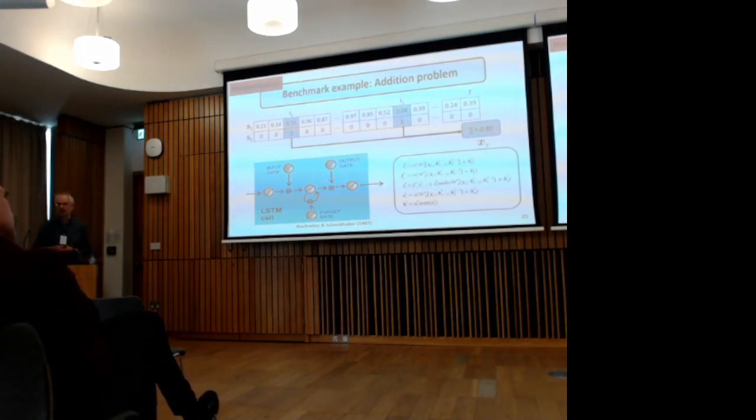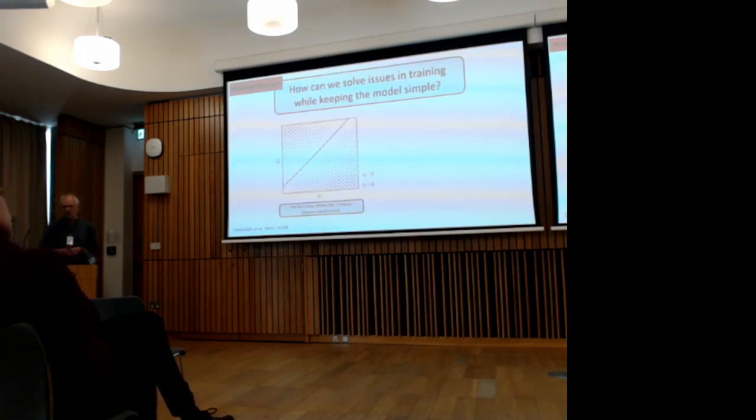But it's a quite tedious architecture. It's mathematically complicated, it's not easy to analyze. So what we wanted is to stick with our piecewise linear recurrent neural network because we can easily analyze it. So how can we solve these gradient problems while keeping the model simple?